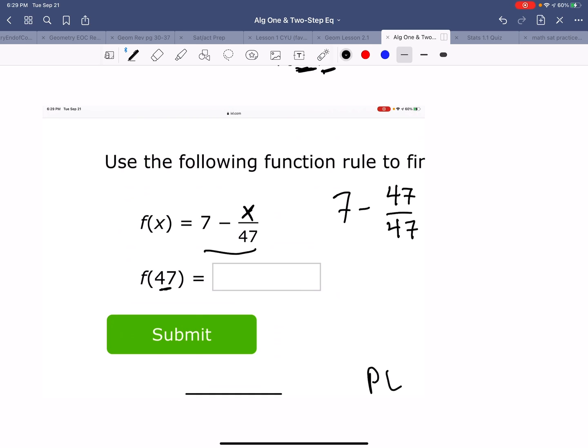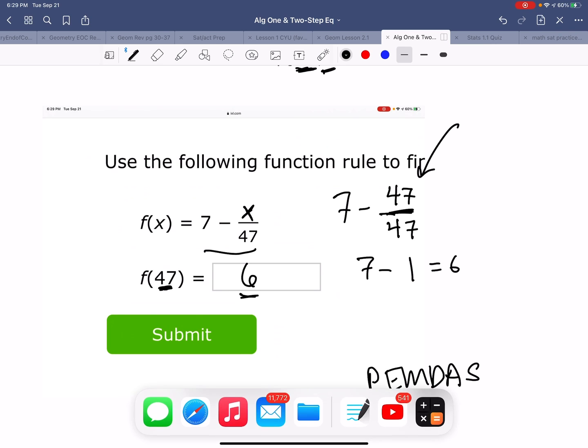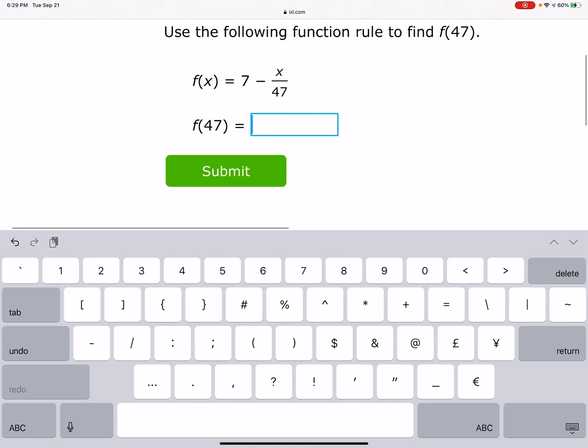So again, PEMDAS says do the multiply or divide first. So this is divide. So 47 divided by 47 is 1. And 7 take away 1 is 6. So I'm going to say f of 47 is 6.